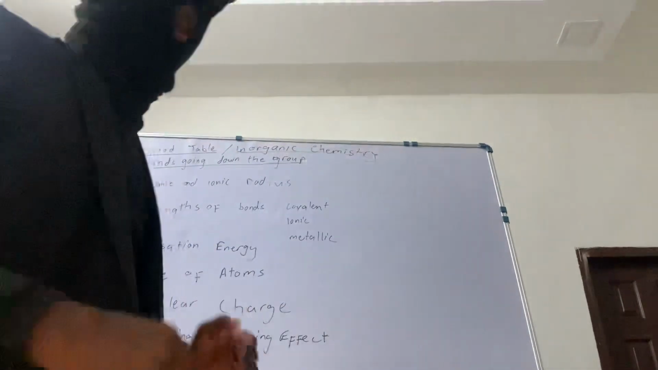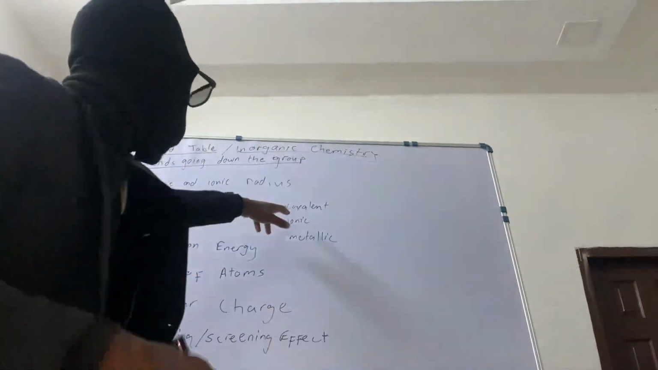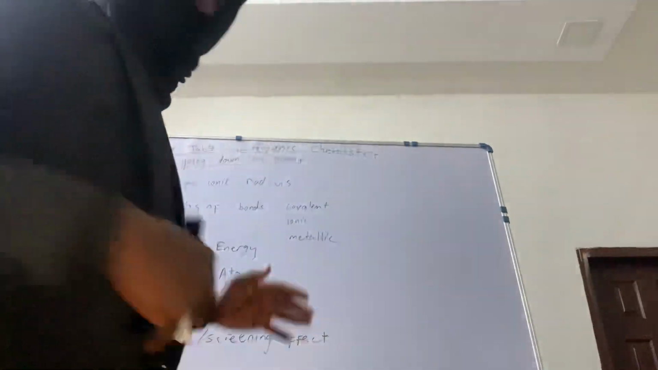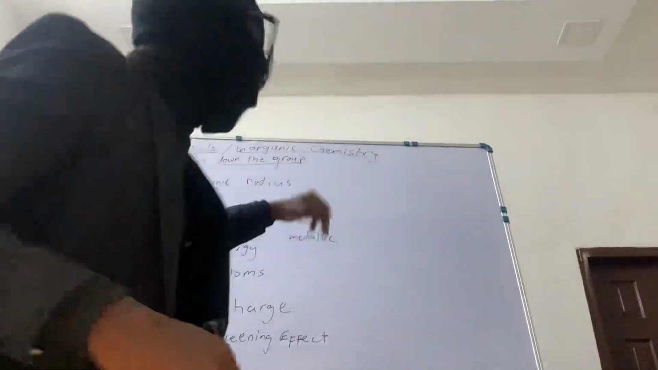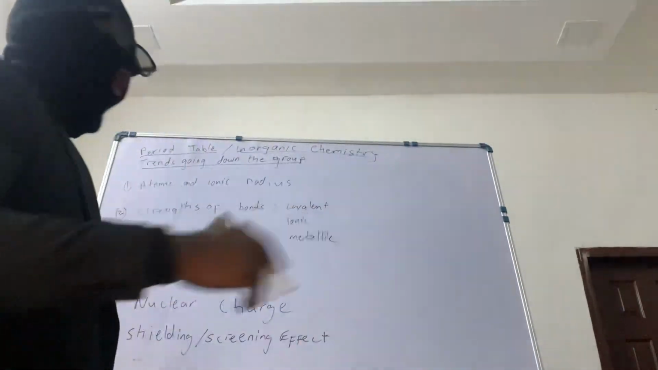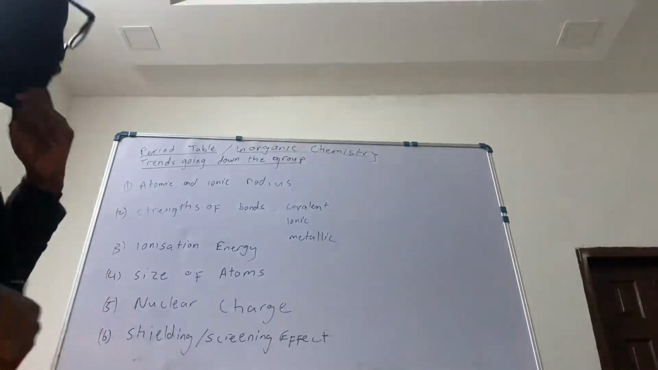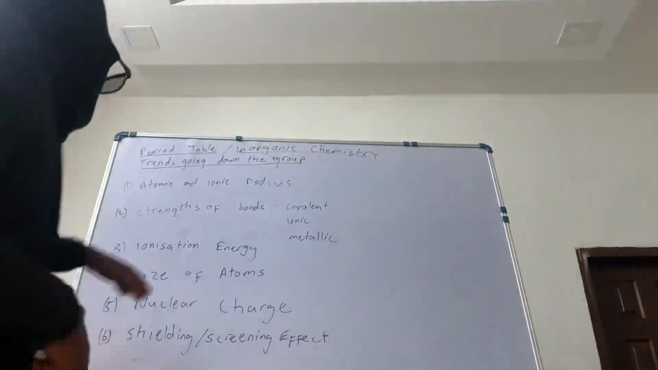We want to see what is going to be happening to the strength of the bond. Strength of the bonds, we all know there is the covalent bond, the ionic bond, and the metallic bonding. We have been doing covalent bonding, which exists between nonmetals, ionic bonding, which exists between metals and non-metals, and metallic bonding, which exists between metals. So we want to see what will be happening to the strength of the bonds formed as we go down the group. We want to also see what happens to the ionization energy.